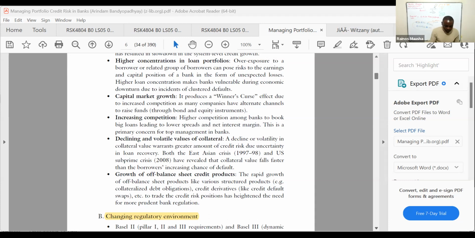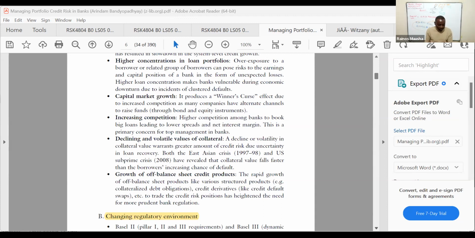Next, we look at growth of off-balance sheet credit products. And here they say, the rapid growth of off-balance sheet products like the various structured products, for example, collateralized debt obligations, credit derivatives, etc., to trade the credit risk positions has heightened the need for more prudent bank regulation. Now, these off-balance sheet products, like for example the derivatives, grow over the years. We have seen that the derivative market has been growing, substantially outpacing the actual securities market.